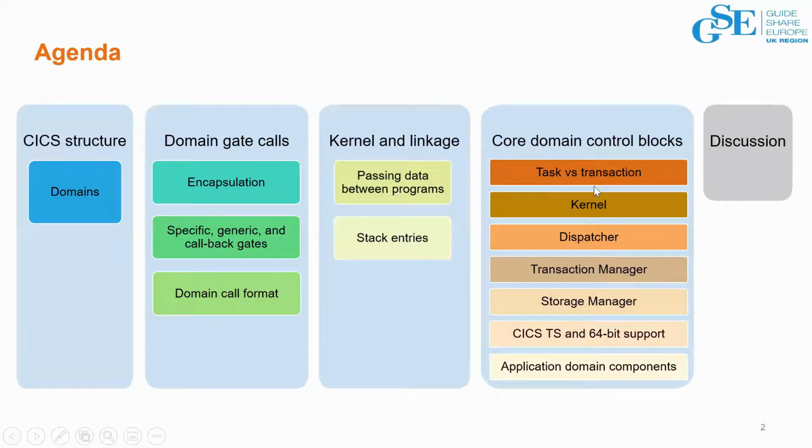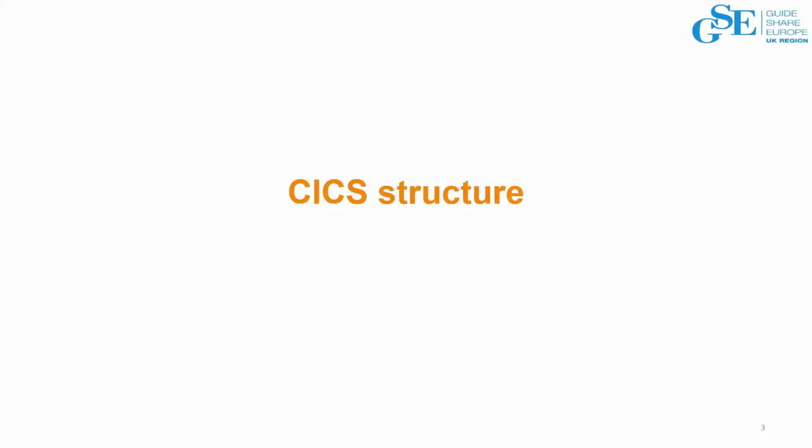Toward the end, I'm going to go through some of the core domain control blocks: kernel, dispatcher, transaction manager, and AP domain. You'll notice I skipped over storage manager, not that I won't talk about it, but the kernel, dispatcher, transaction manager, and AP domain make up the core of an application running in CICS. Then we'll open it up to any discussion at the end, assuming we have some time. That's what I plan to do.